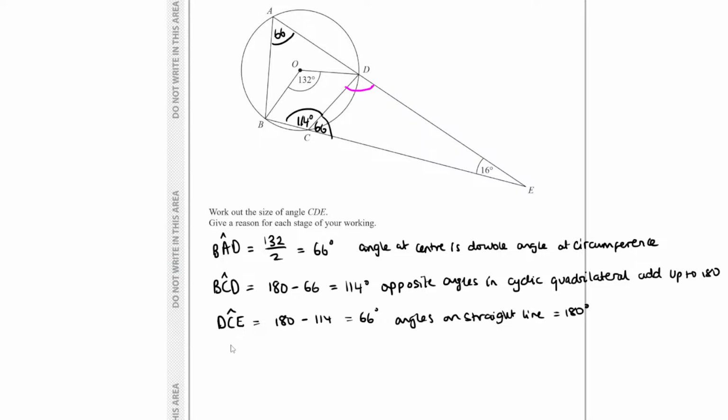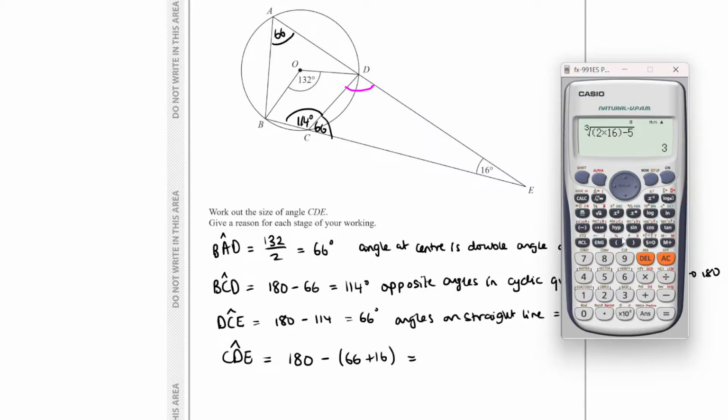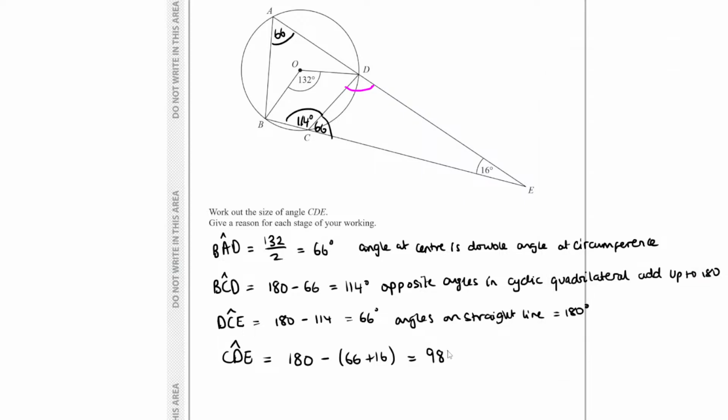That's just a triangle. So I wanted to work out CDE as an angle, but CDE as a triangle obviously adds up to 180. So that's 180 minus 66 plus 16, which that one I'll probably just chuck in the calculator. 180 minus 66 minus 16 is 98. And technically the reason is angles in triangles add up to 180. So your answer should be 98.